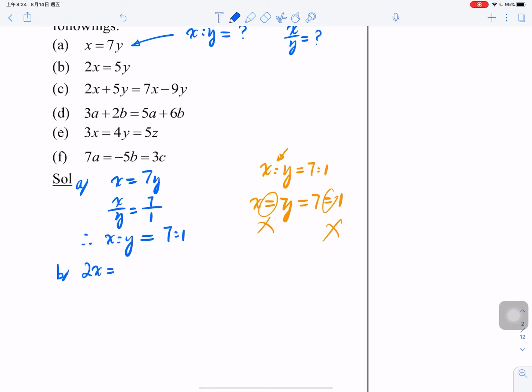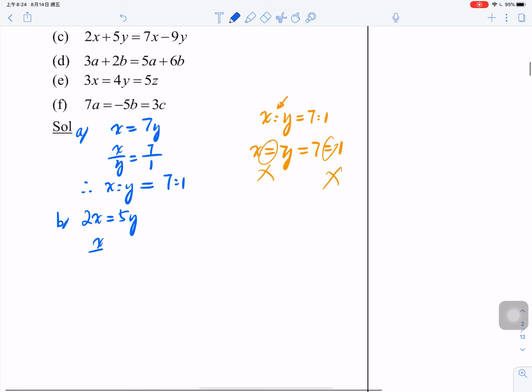2x equals 5y. Okay, easy, right? So x over y equals 5 over 2, right? So x to y equals 5 to 2. Okay? After you get the answer, you can think about this one. X to y equals 5 to 2.